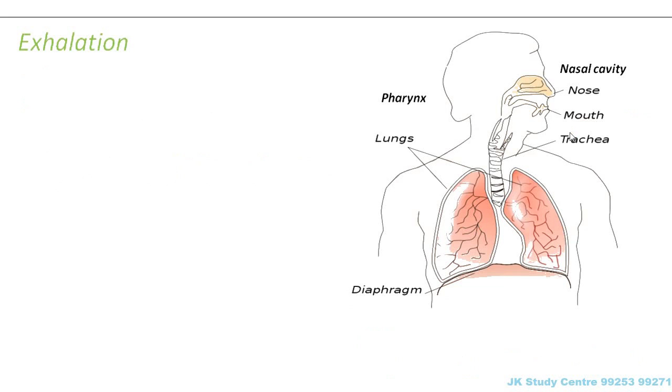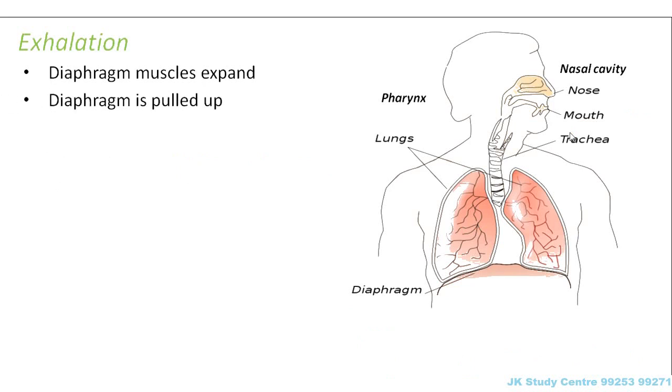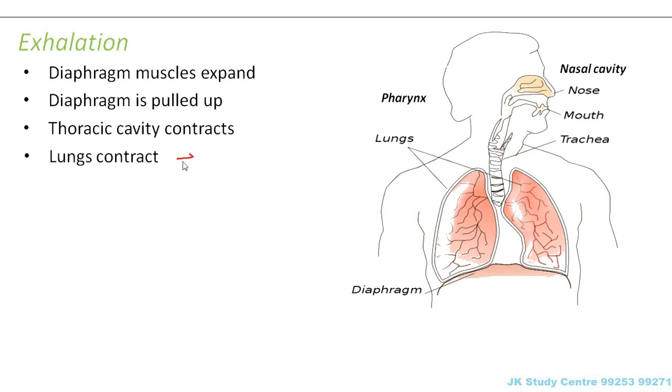So let us similarly look at the process of exhalation now. That is what happens when carbon dioxide is thrown out of the body. So in this case, the reverse situation happens. Here the diaphragm muscles expand. So when the muscles expand, what happens to the diaphragm? Right. The diaphragm is pulled up. As a result, the thoracic cavity contracts. Therefore, the lungs will also contract, and as a result, the volume of the lungs will decrease.